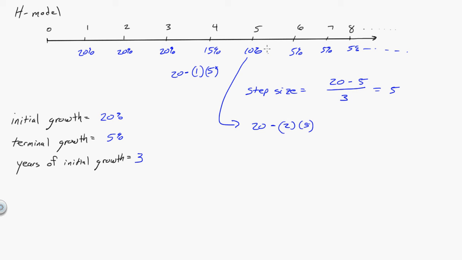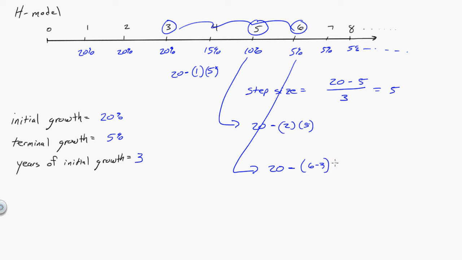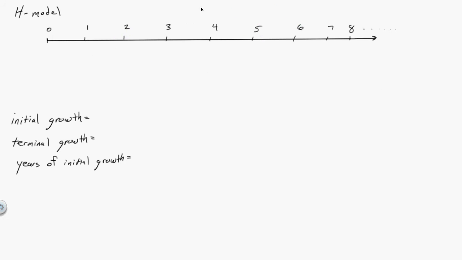How do I know I'm down 2 steps? I'm at year 5. I started stepping down at year 3. Well, this 5% is equal to 20, my initial, minus, I've gone 3 steps now: 1, 2, 3 steps. So 6 minus 3 is my 3 steps, times my step size of 5. Alright, so that's the math that you have to do. You have to take that kind of slowly.